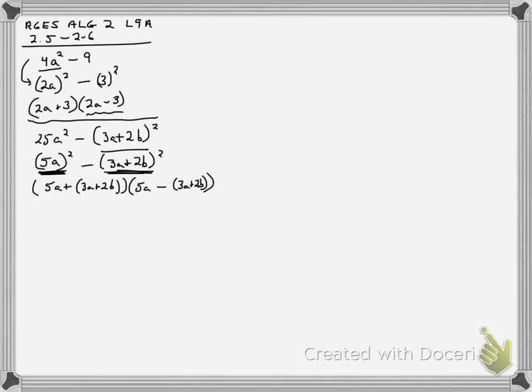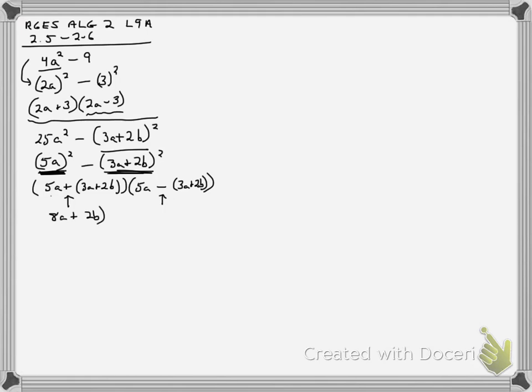Okay. So the basic idea, difference of squares can factor to a sum and a difference. Now, we can't leave it like that because we have variables that can be combined. So I need to clean this up a little bit. 5a plus 3a is 8a plus 2b.